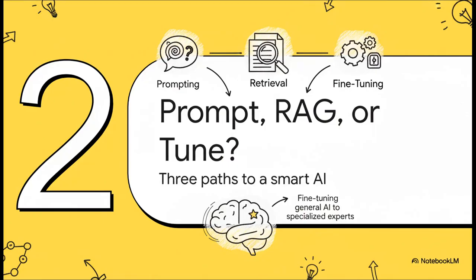So the big question is, how do we get that specialist-level performance? Well, it turns out there are three main ways to get there. Prompting, something called retrieval-augmented generation, and of course, fine-tuning. Let's break down what each of these really means.